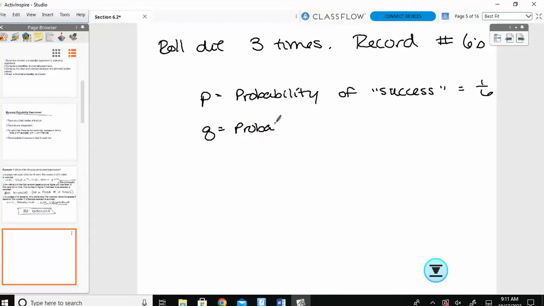q is the probability of a failure. So in this case, that would be not a 6. What's that probability? 5/6. Notice, what do those 2 add up to? 1, because they're the only two outcomes, so they're complements of each other.